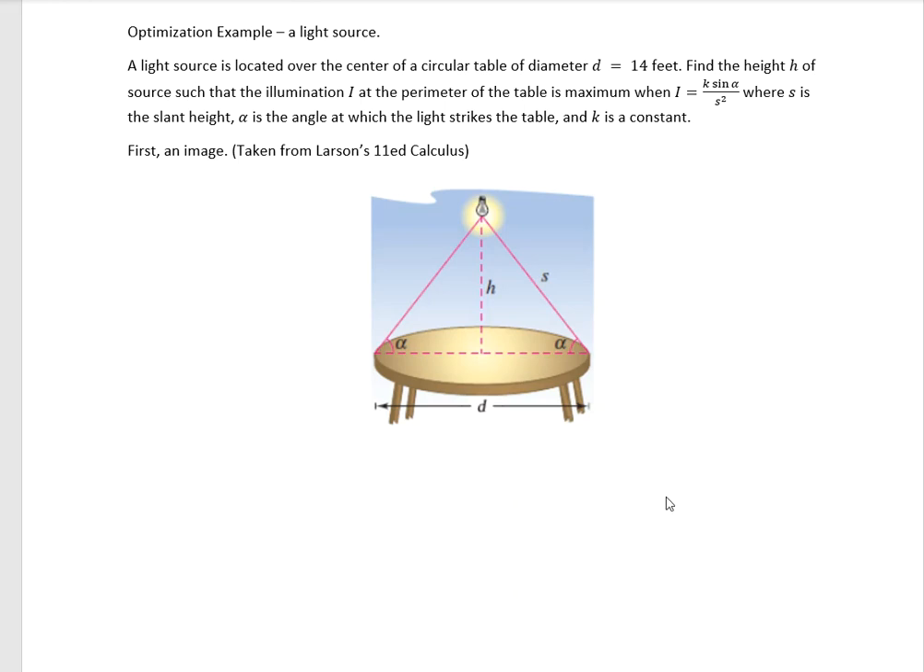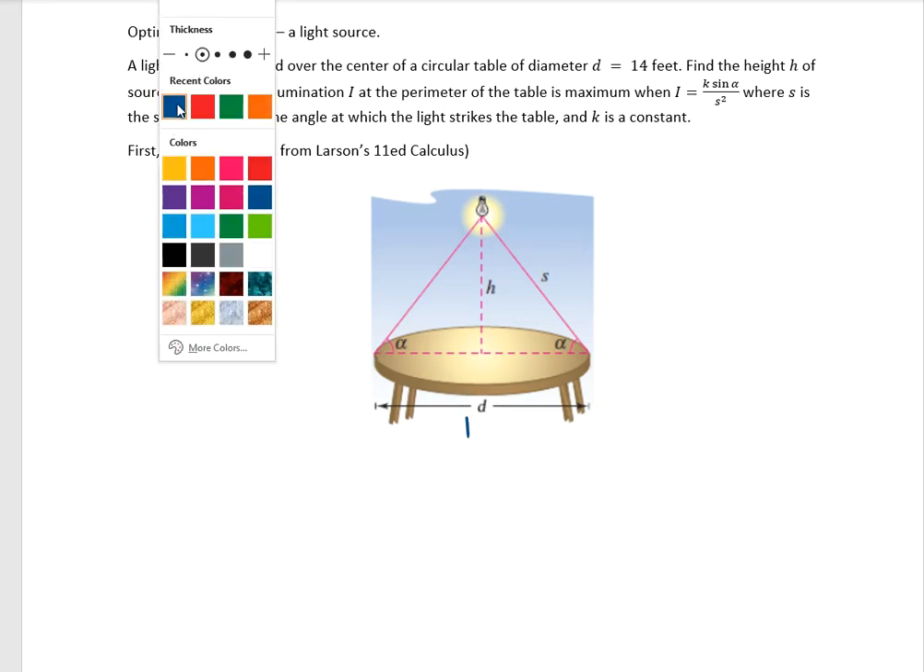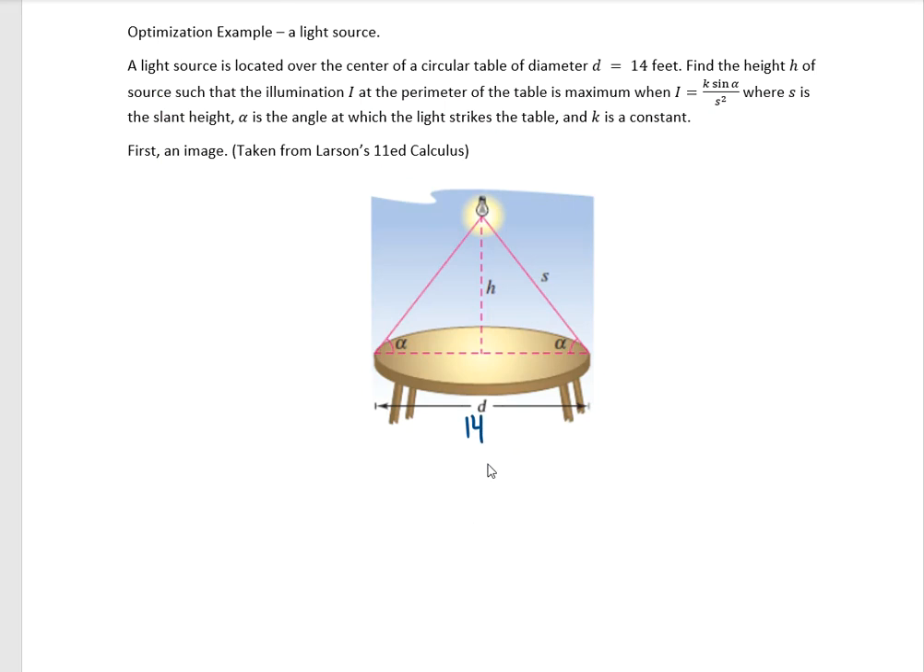So, an optimization example from calculus. A light source is located over the center of a circular table. In this case, our diameter is going to be 14 feet. So let's write that in right here at 14.